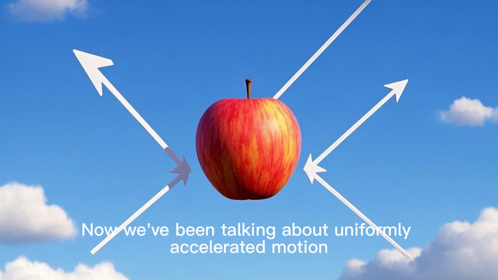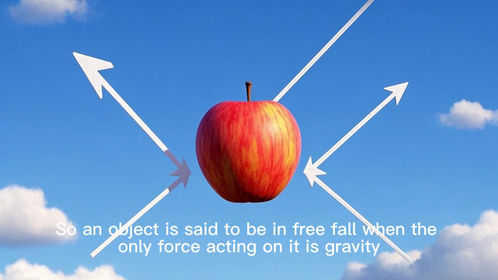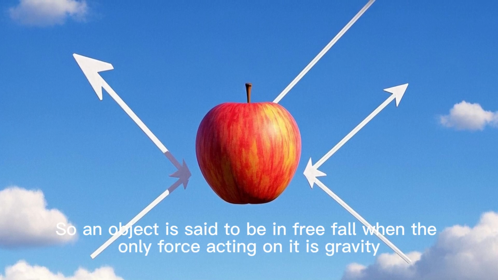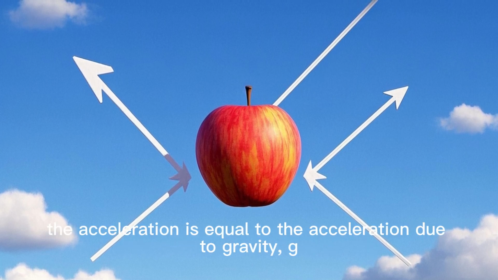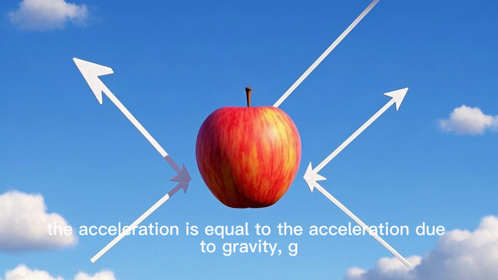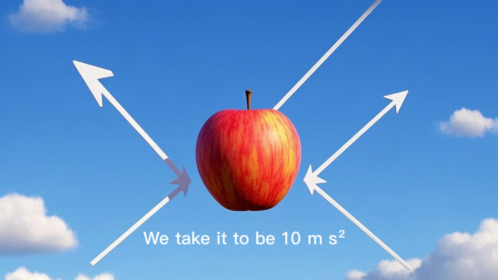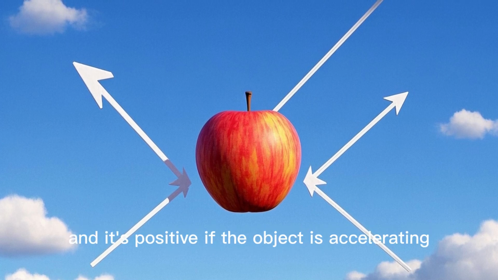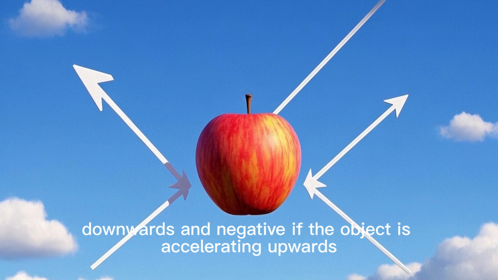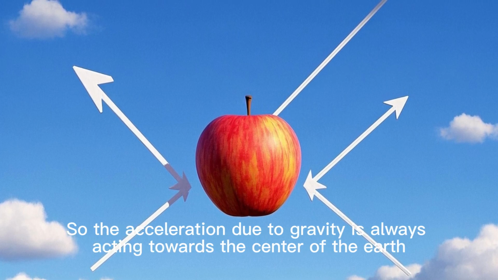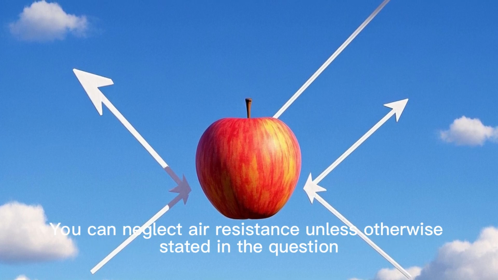Now we've been talking about uniformly accelerated motion, but there's another type of motion called free fall motion. So an object is said to be in free fall when the only force acting on it is gravity. So in this situation, the acceleration is equal to the acceleration due to gravity, g, and the value of g is approximately 9.8 meters per second squared. We take it to be 10 m/s², and it's positive if the object is accelerating downwards and negative if the object is accelerating upwards. So the acceleration due to gravity is always acting towards the center of the Earth. You can neglect air resistance unless otherwise stated in the question.